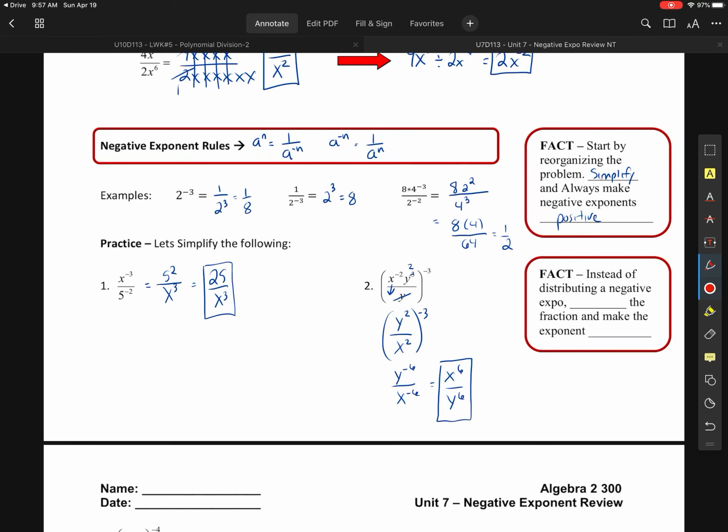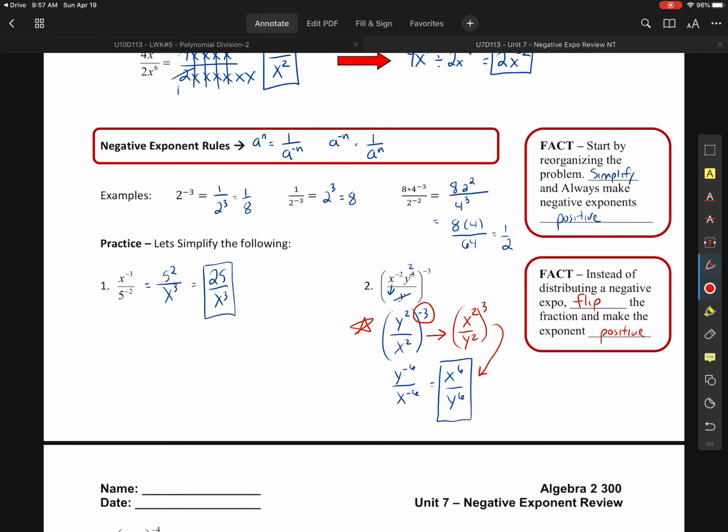as I said before, there's a third option here. At this spot right here, with this negative exponent, instead of distributing a negative exponent, we can flip the entire fraction and make the exponent positive. Right, so really, if we wanted to right here, with that negative, we could have rewrote this as x squared over y squared, all to the third power, which would have given us this.